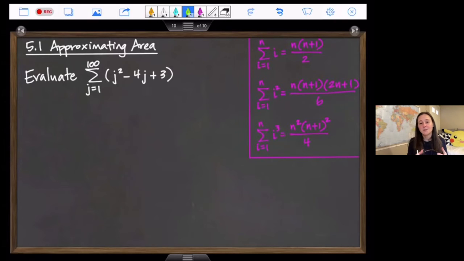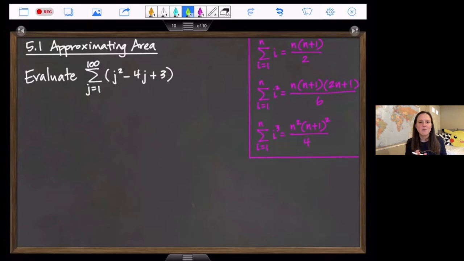2 squared minus 4 times 2 plus 3. And we would keep doing this all day long and into tomorrow until we got to 100 squared minus 4 times 100 plus 3. All right, so we're going to hopefully make this a little easier by using our properties of sigma notation and the shortcut formulas.